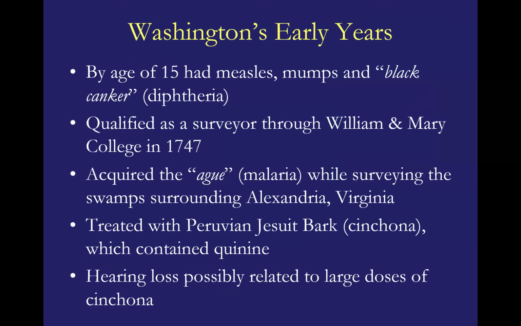So if you think about it, he was a surveyor, and he was surveying kind of the swamps around Northern Virginia. And so he also acquired malaria while doing this work. It was called ague at the time. And we know from family records that he was treated with Peruvian Jesuit bark, which is cinchona. That's basically a bark that contains quinine, which is an anti-malarial agent.